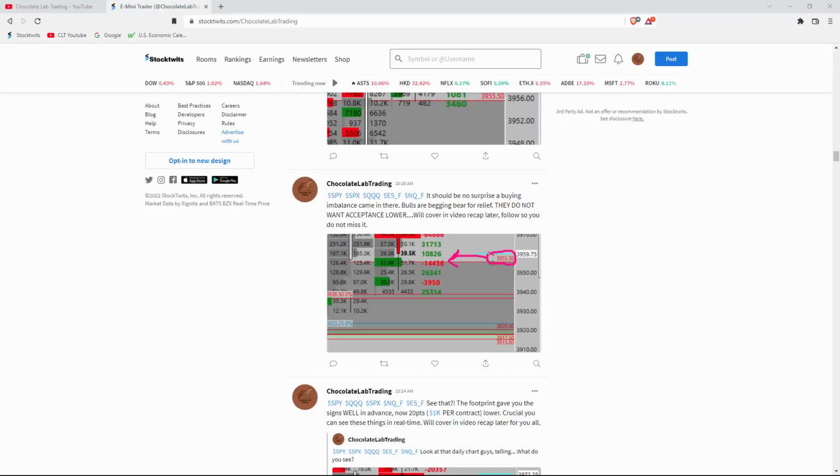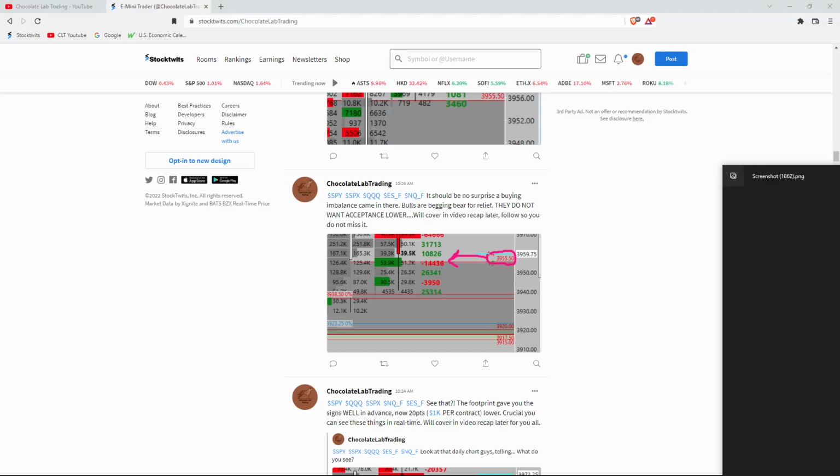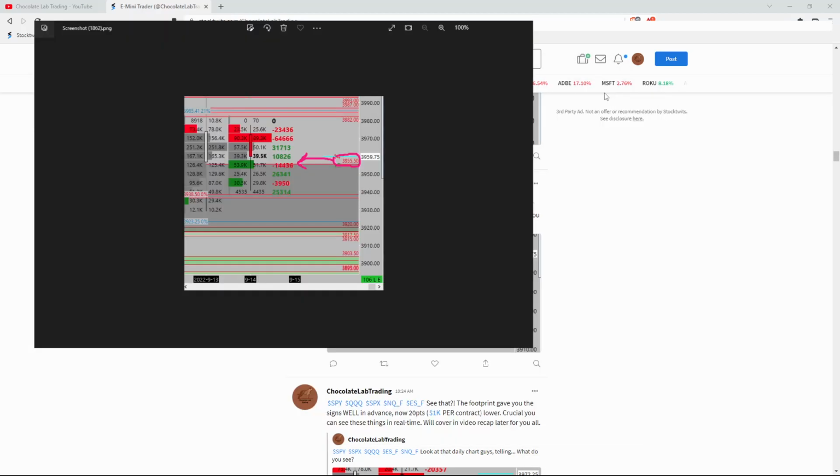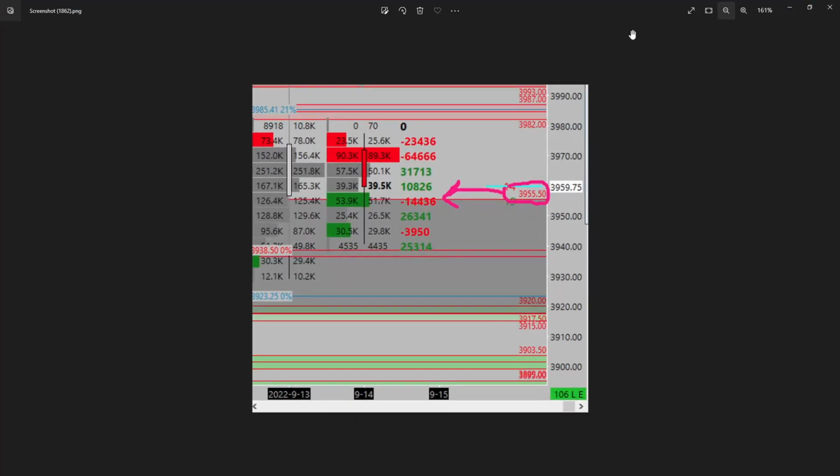Let's read what I said. I said, it should be no surprise a buying imbalance came in here. Bulls are begging bears for relief. They do not want acceptance lower. That's exactly what we see. This buying imbalance, of course, is not there.